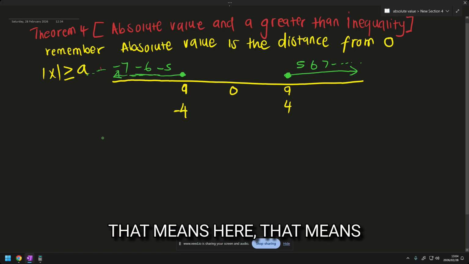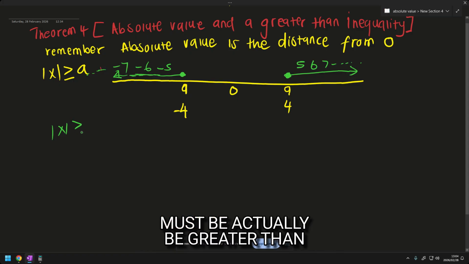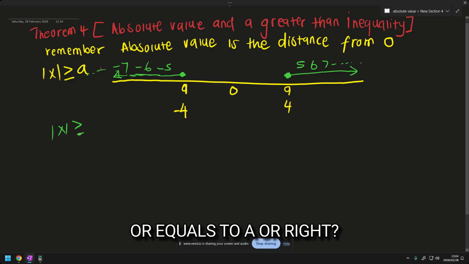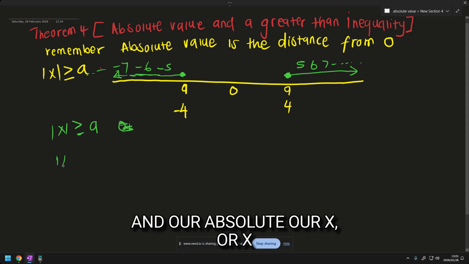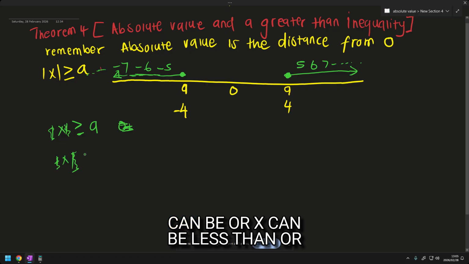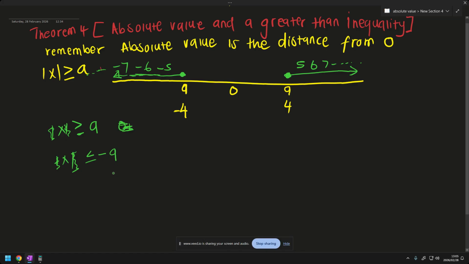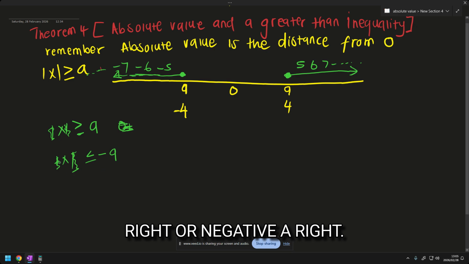That means our absolute value of x must be greater than or equals to a, or x can be less than or equals to negative a, right, or negative a, right?